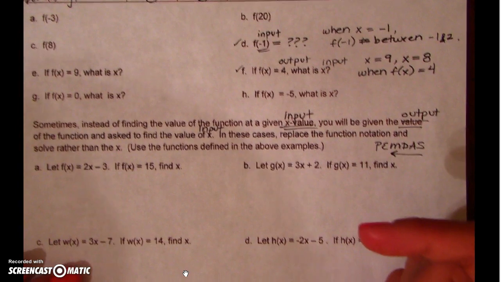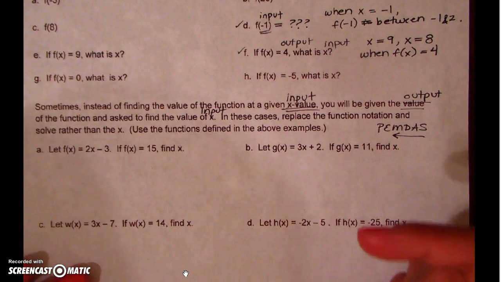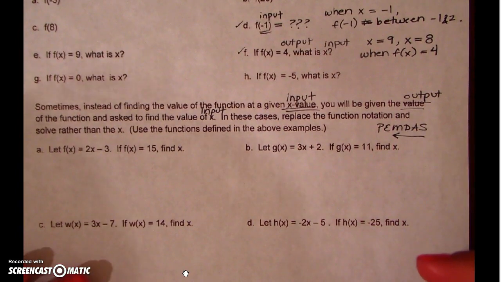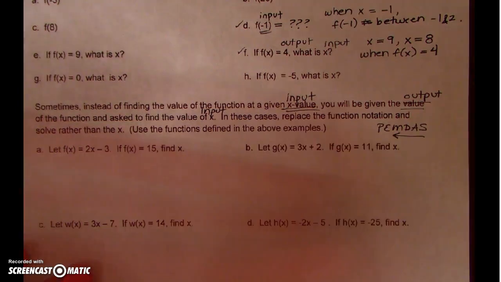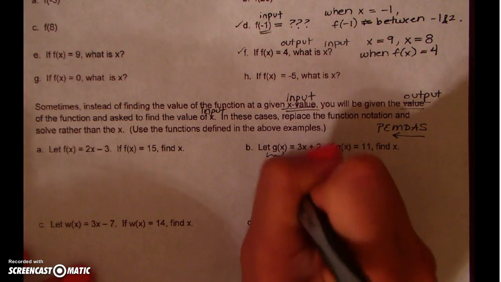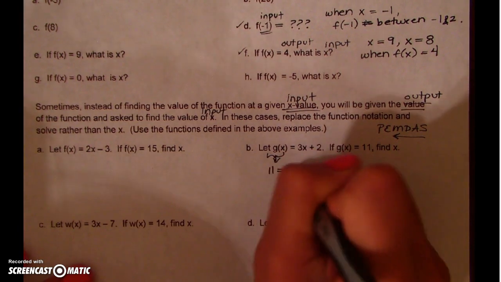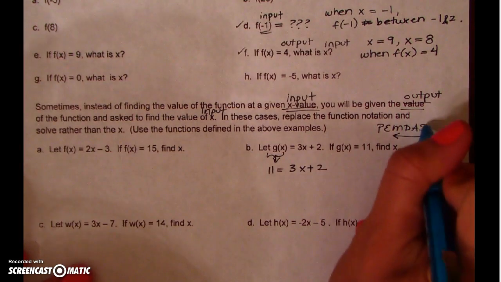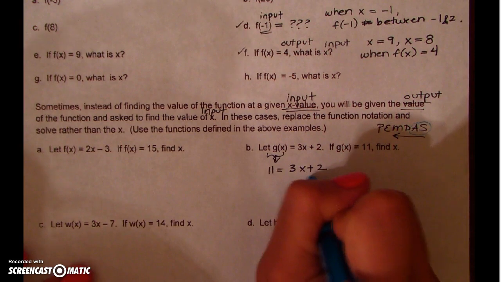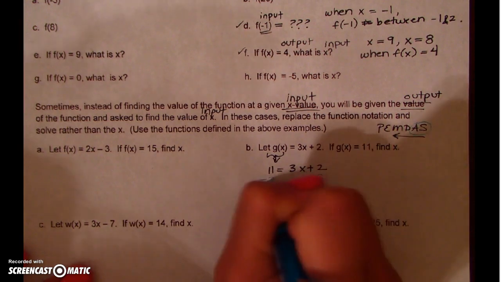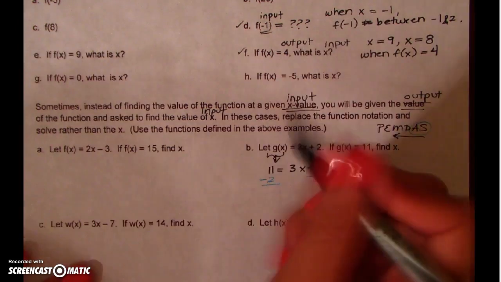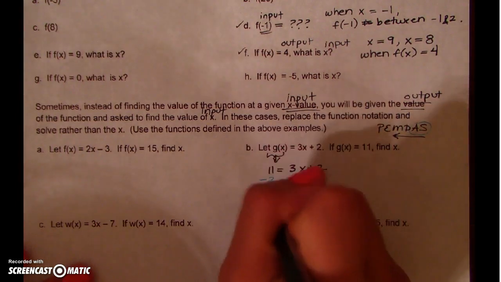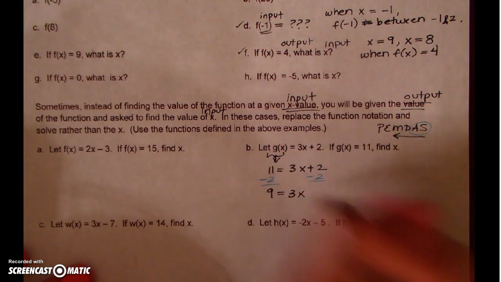So if we look at B, for example, it says let g of x equal 3x plus 2. If g of x is equal to 11, find x. So we're going to let g of x be equal to 11. 11 is equal to 3x plus 2. We need to solve for x. The first thing we're going to do is get rid of addition and subtraction. So we're going to subtract 2 from both sides. 11 minus 2 is 9, and we're left with 3x.